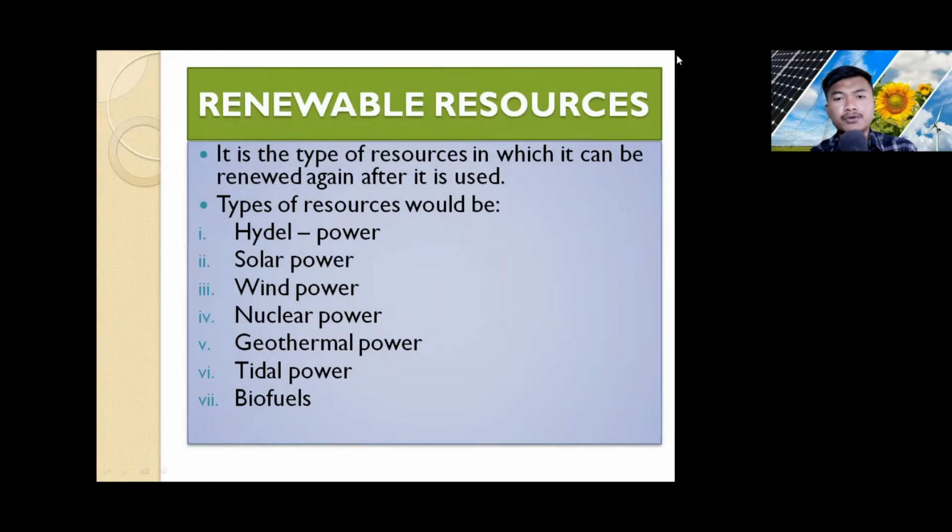These are the types of resources which can be renewed again after they are used. They can be renewed with the help of mechanical or electrical processes. Examples of this type of resource would be hydroelectricity from dams, solar power, wind power, nuclear power, geothermal power, tidal power, and biofuels. These are renewable resources because they are renewed again every day and every hour.